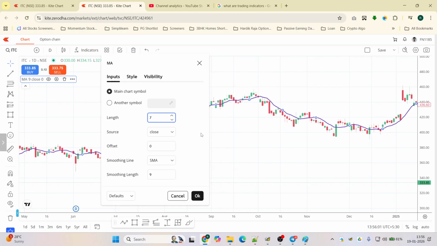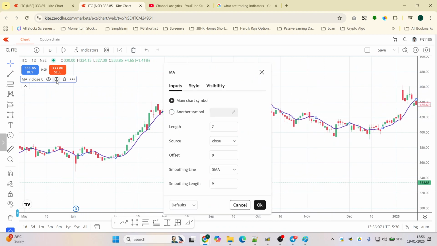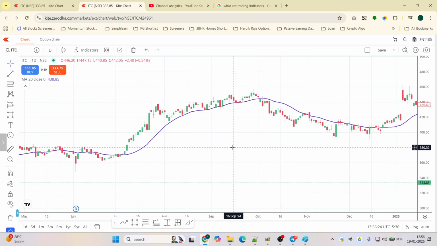Just observe this line carefully, guys. If I click on OK, you can see here this has changed, right? Suppose I click on 20, which means that the average will be calculated for every 20 candles. Look at the moving average line when I am clicking OK. You can see the difference, right? And the MA number also has changed to 20.